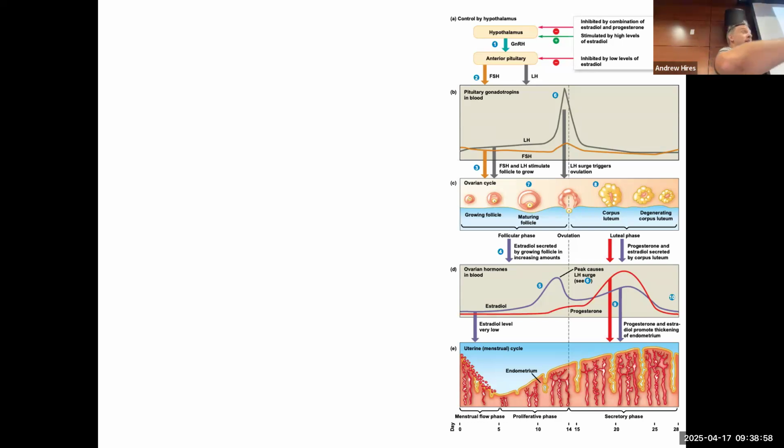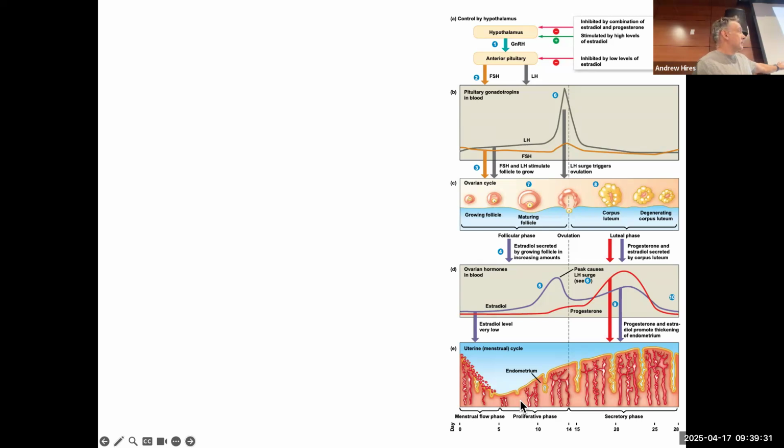Since it's a cycle, you could define any time point as the first day or the 0th day of the cycle. In this case, the clearest external sign is going to be bleeding from the vagina, which is associated with the deterioration of the uterine lining. So let's call that day 0, the first appearance of blood. This is called the menstrual flow phase. That's the period where you have blood coming out.